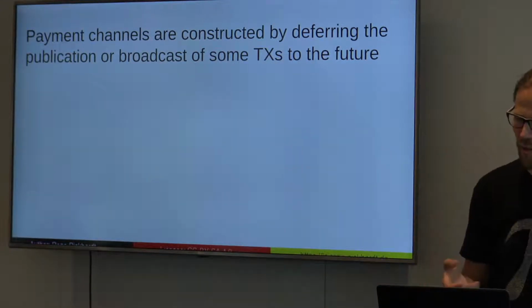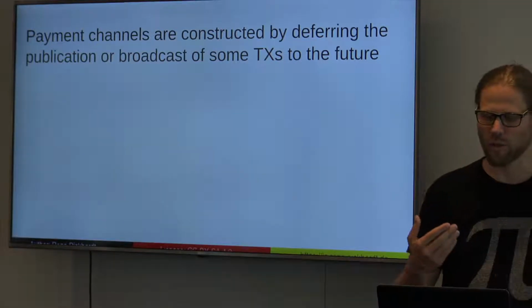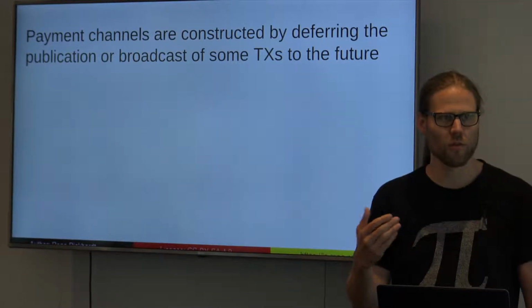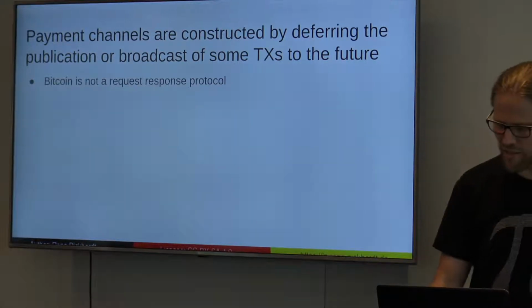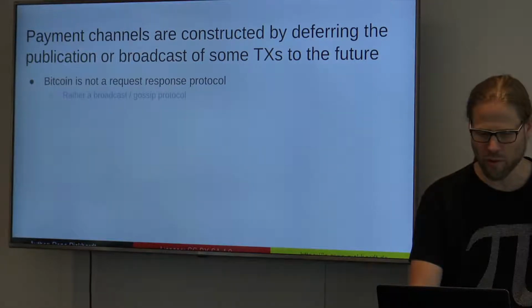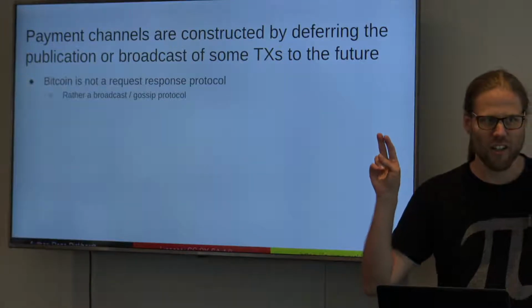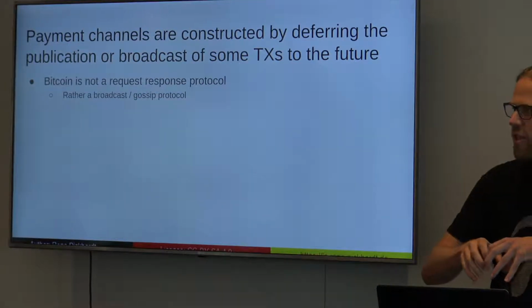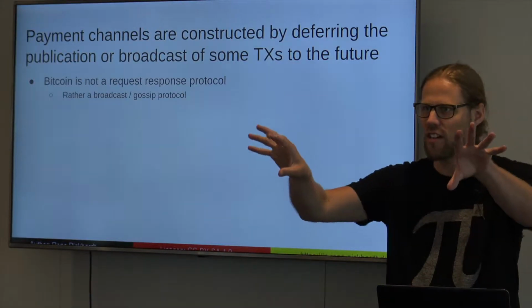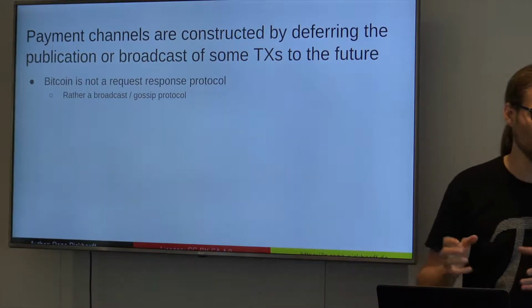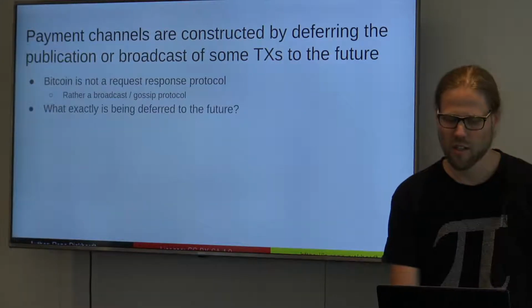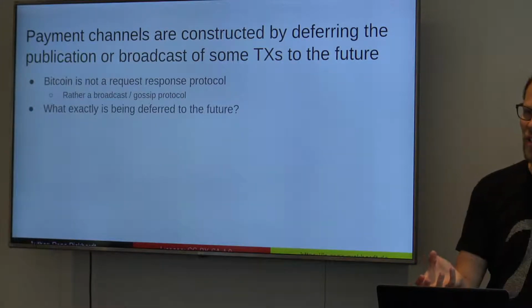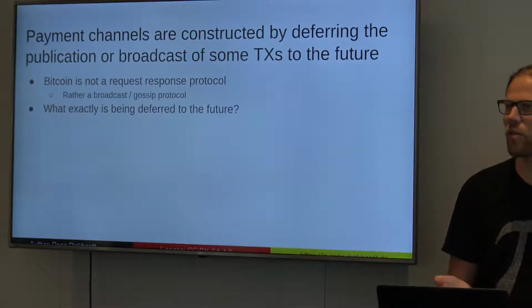So payment channels are constructed by deferring the publication or broadcast of some transaction to the future. Bitcoin obviously is not a request-response protocol. It's rather a broadcast gossip protocol, right? You have a Bitcoin transaction, and once it's done, you broadcast it to everybody, and everybody can say, yeah, we relay it, and then we mine it and do all that kind of stuff. So the question here is, in Lightning, what exactly is being deferred to the future?